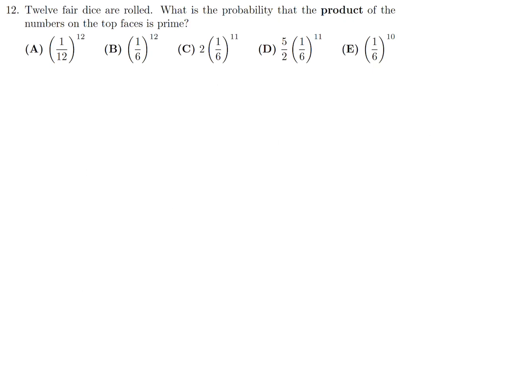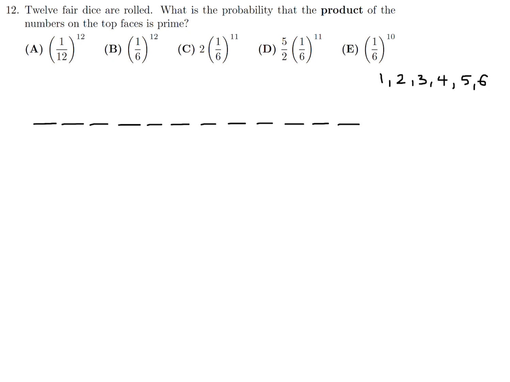12 fair dice are rolled. What is the probability that the product of the numbers on the top faces is prime? So we have 12 dice: 1, 2, 3, 4, 5, 6, 7, 8, 9, 10, 11, 12. And obviously they're fair dice, so the numbers on the top are going to be anywhere from 1 to 6. It's just a regular die. Die is singular, and dice is plural, I think. So what is the probability?